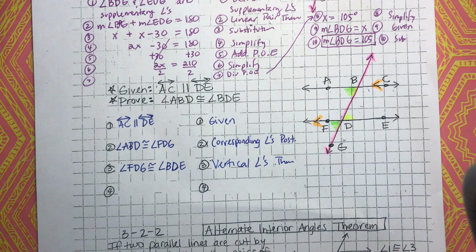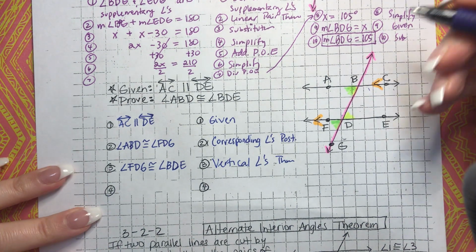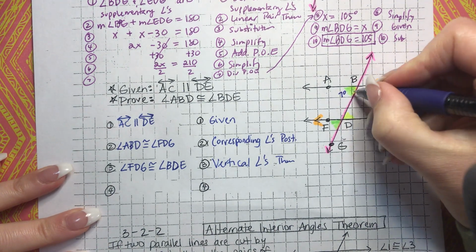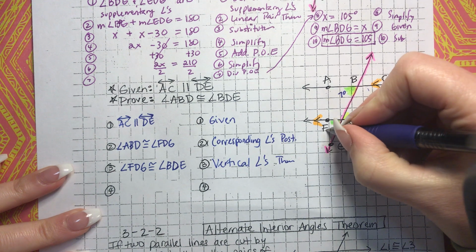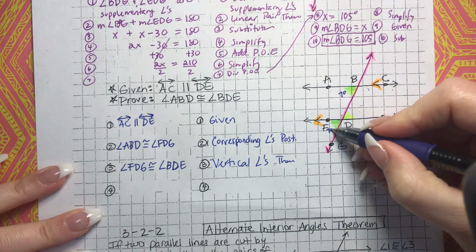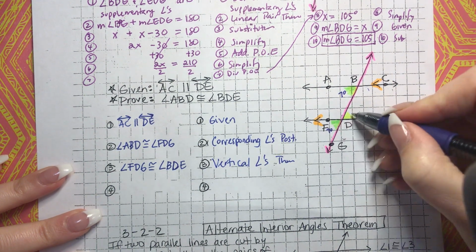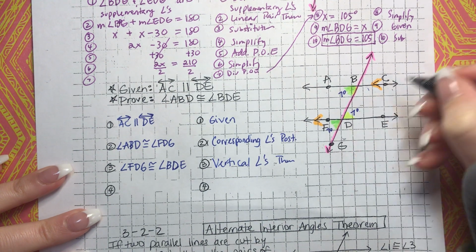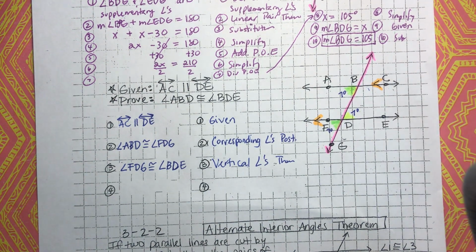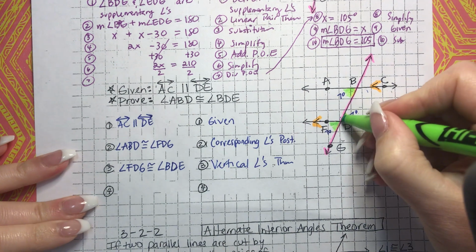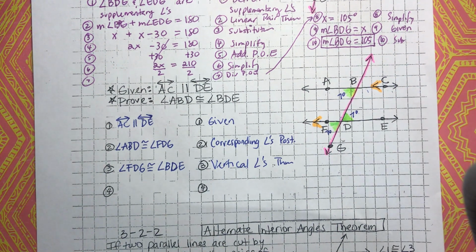And, you know, like I said, I like to put numbers. I'm just making numbers up, right? So if we said this was 70 and the corresponding angles postulate means that's the same, so this would be 70, which would mean that the vertical angles theorem would mean these are the same, so this would also be 70. So it's very clear that these two angles are congruent, and remember, that's what we're trying to prove.